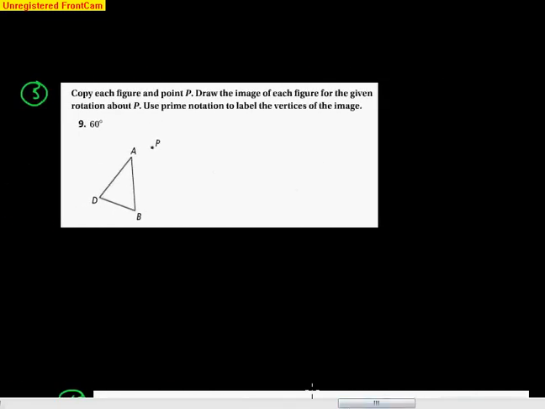Alright, next. Okay, here's the big one. Now again, I'm just going to walk you through it. I really can't show you with a protractor. I don't have that on here. But we're going to rotate this 60 degrees about point P, okay? So let's go over the steps again.